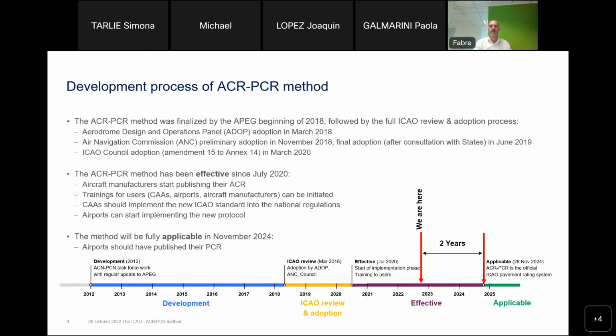So this is the time frame that Simona recalled earlier, from the start of the ACR-PCR development until the full applicability in November 2028. So to be more precise, this is the 28th of November 2024. So it means that from now, you still have 2 years remaining for implementing the new protocol. So this is challenging, but a good understanding of how it works and the key benefits that the new method will bring to every stakeholder will probably facilitate the transition from the ACN to the ACR-PCR system.